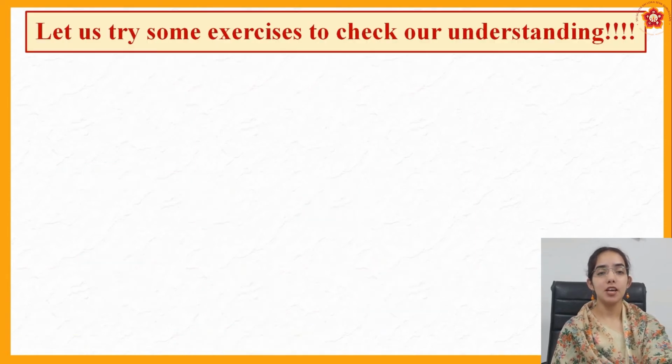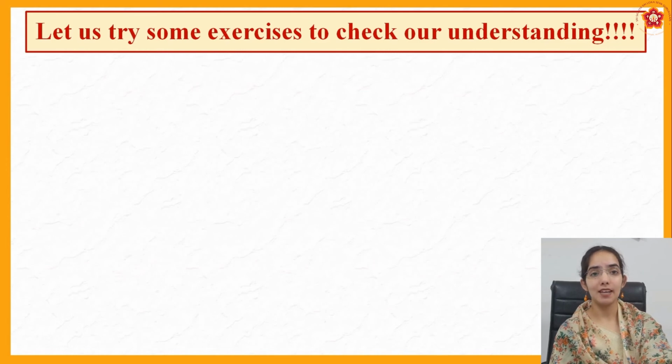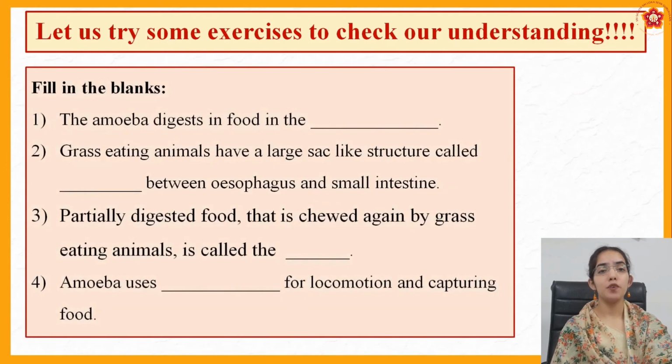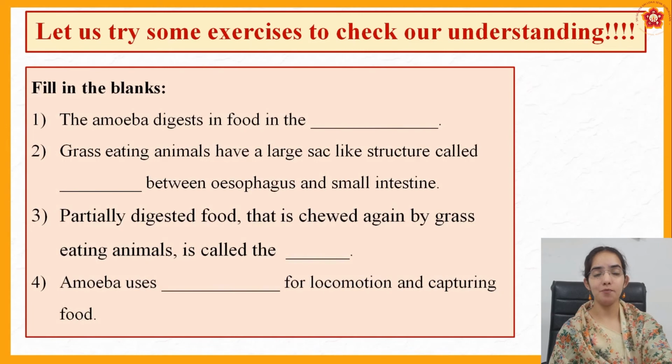Now let's test your knowledge and your understanding. So we have fill in the blanks over here. The first fill up is: the amoeba digests its food in the dash. Where does the amoeba digest its food? So like we studied right now, it creates a food vacuole inside which it digests the food. So the answer is food vacuole.